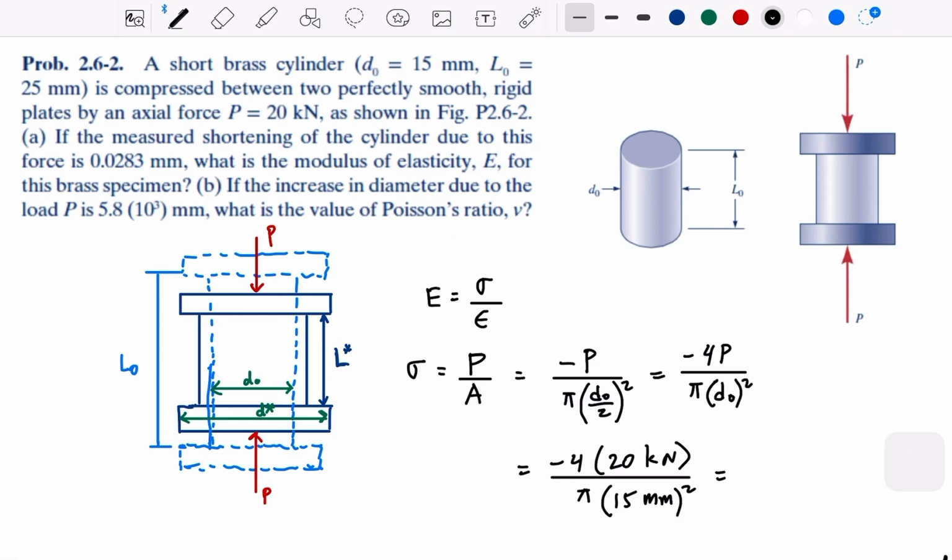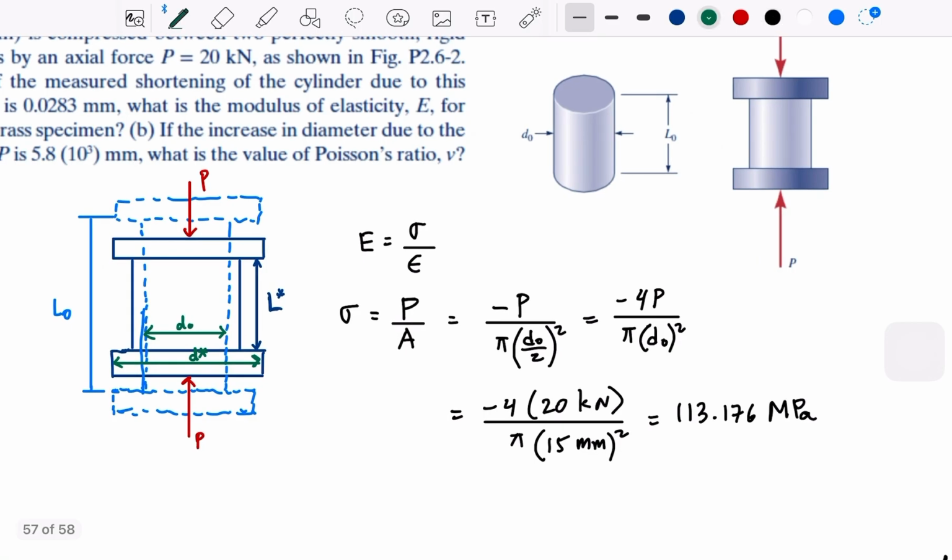Is going to be... I'll multiply with 1,000, 113.176 megapascal, or this is actually the Newton over millimeter squared. Okay, that's the stress.